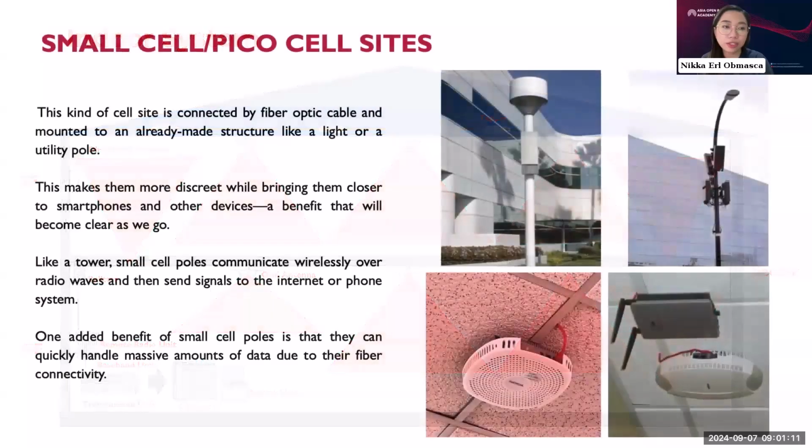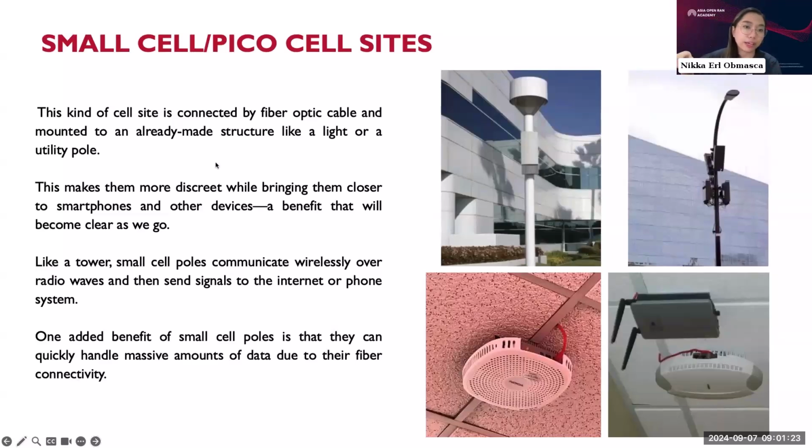Next we have is the small cell or what we call picocell sites. So this kind of cell site is connected by fiber optic cable and mounted to an already made structure like a light or a utility pole. So makakita rin kayo nito sa mga urban areas natin or mga lugar kung saan marami ring tao pero dapat aesthetic pa rin. So this makes them more discreet while bringing them closer to smartphones and other devices.